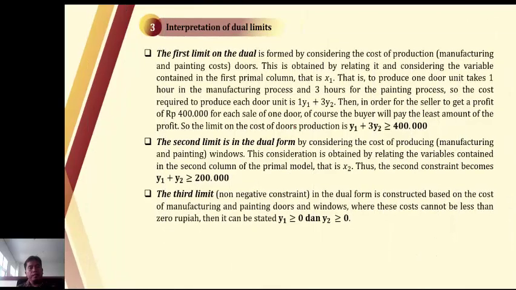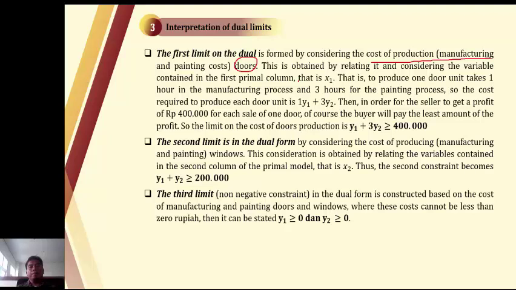The third is interpretation of the dual constraints. The first constraint on the dual is constructed by considering the cost of production. The cost of production, or manufacturing and painting cost, for the door.